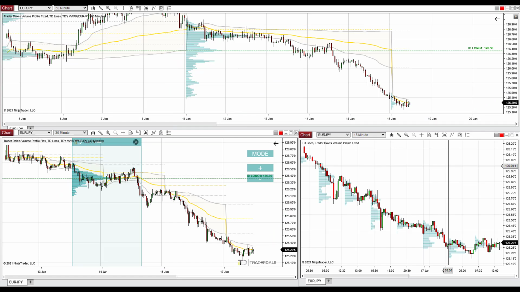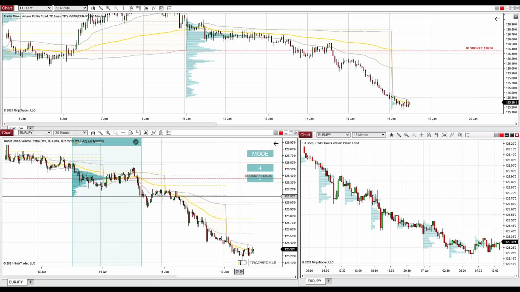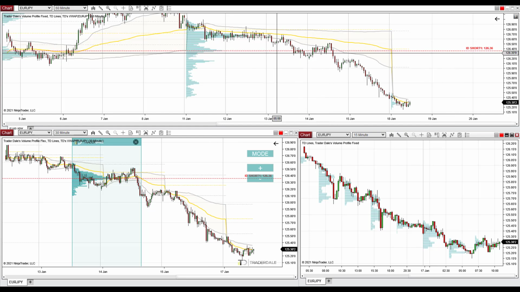Now the first trading idea which I wanted to show you is on the Euro Japanese yen. Now this level is a resistance, so as you can see there's a little mistake in here because it says long, so let me change that real quick. Okay, so that's it. Now it finally says short. So this is a resistance level which is based on a trend setup.